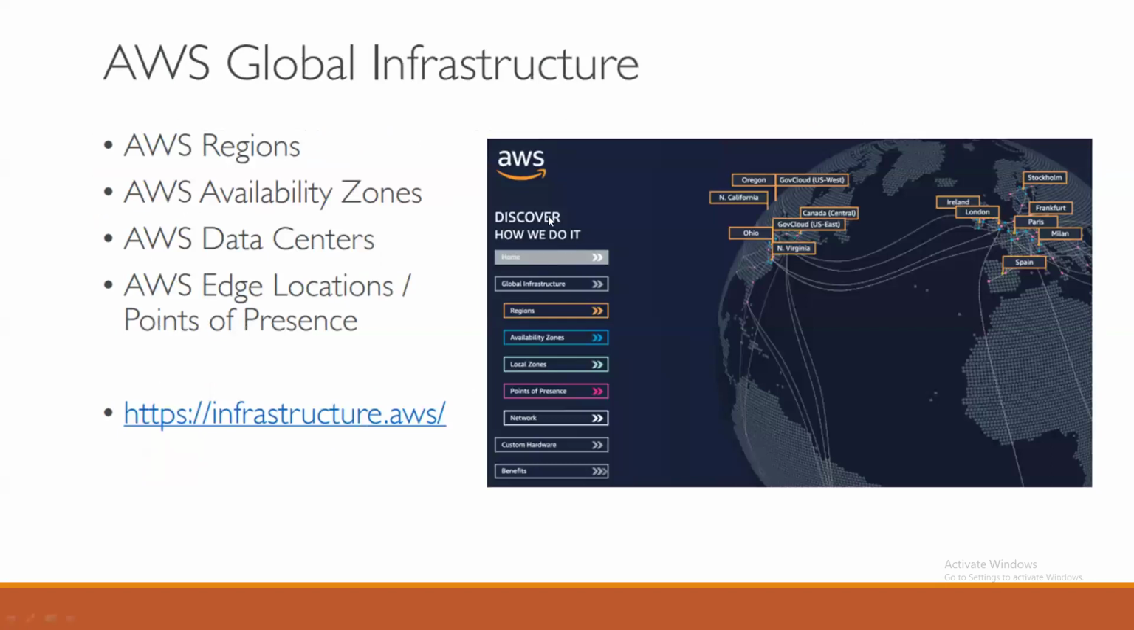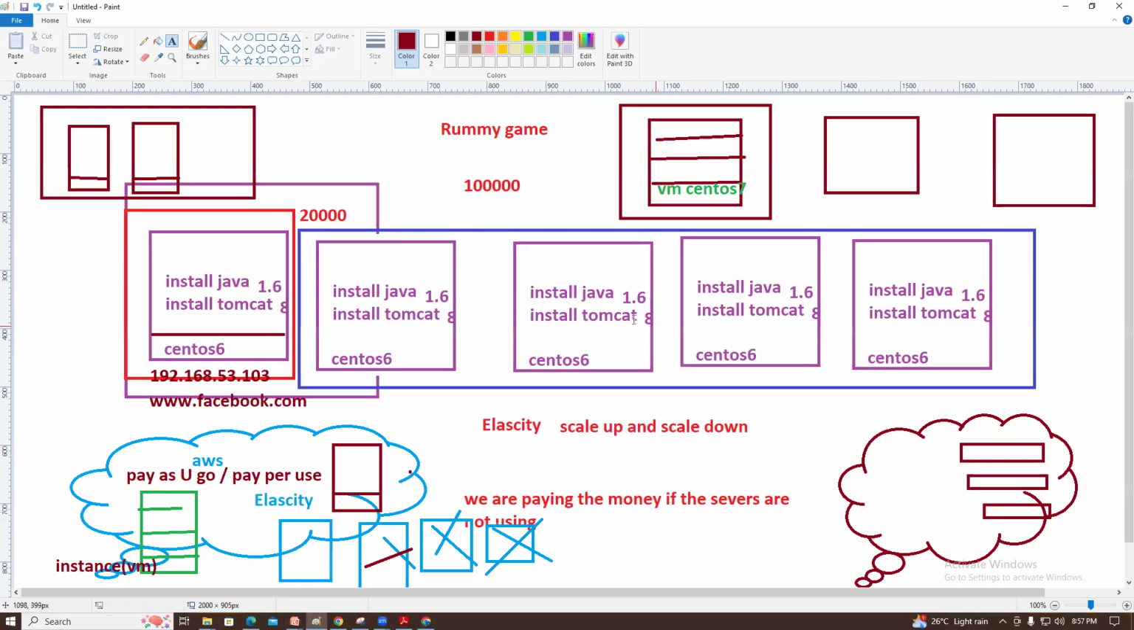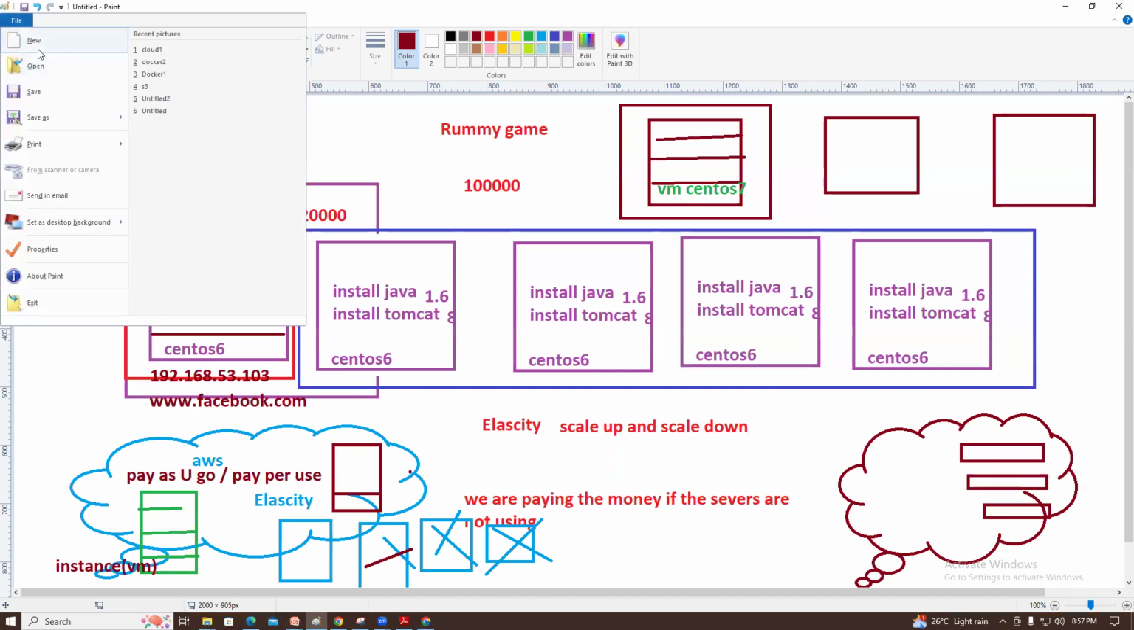So AWS global infrastructure, guys. AWS regions, AWS availability zones, AWS data centers, AWS edge locations and points of presence. Here I need to tell one thing, guys.